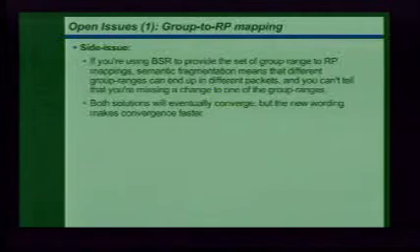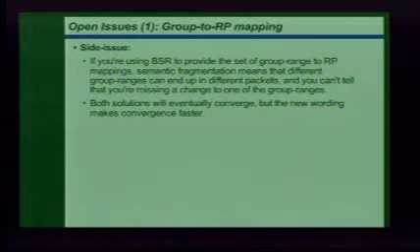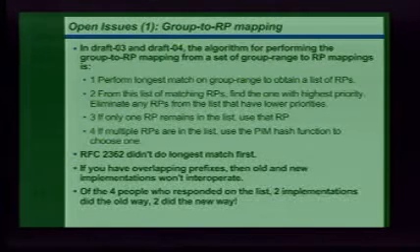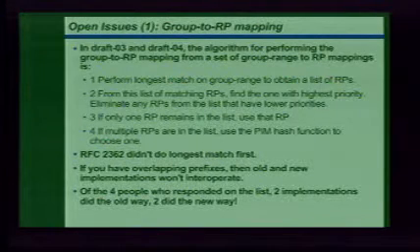There's a side issue here, which is if you're using BSR to provide the group range to RP mappings, the semantic fragmentation is a pain. It means that the different group ranges may end up in different packets, and you can't tell necessarily whether you've lost one. So both solutions will eventually converge to the right answer, but it's likely to converge faster if you do the longest prefix match first. This is only a minor side issue. I don't think it's a huge big deal. So what do we do?